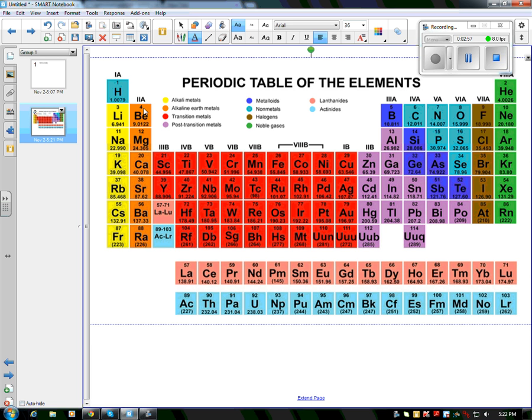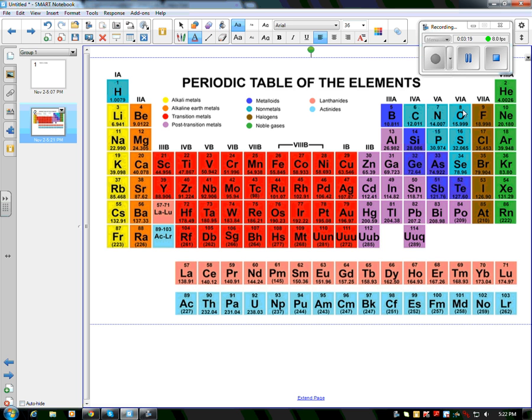So if you know you have 4 protons, how many neutrons do you have? No, 5. You have 5 neutrons because protons plus neutrons equals atomic mass. We know the protons is 4. We know the atomic mass is 9. 9 minus 4 is 5.